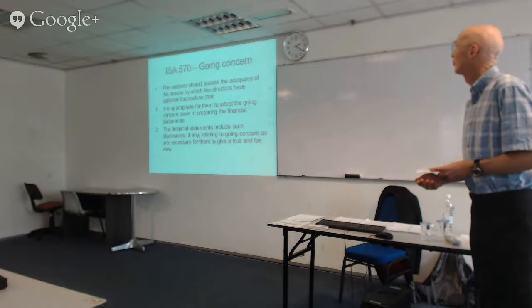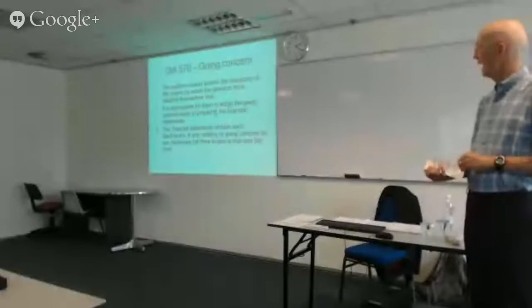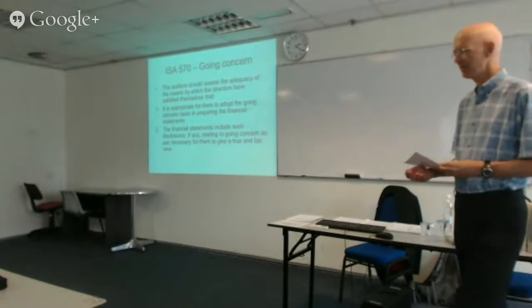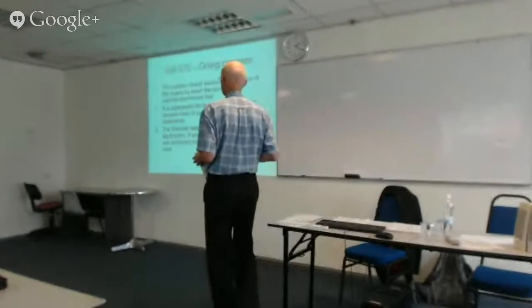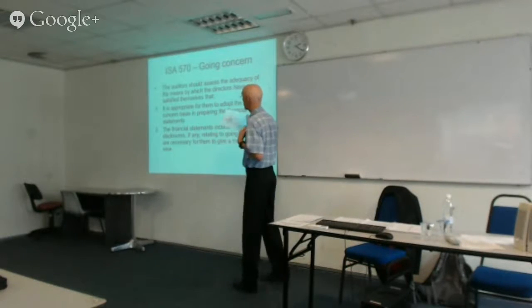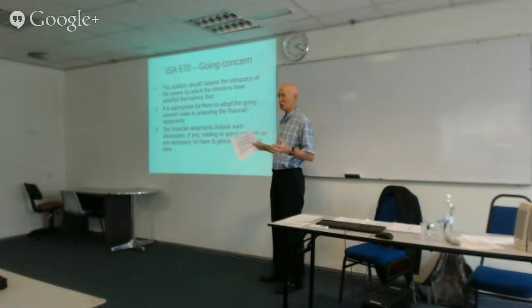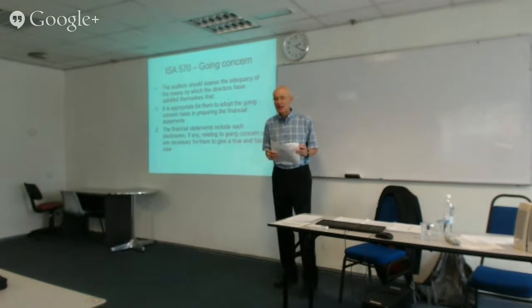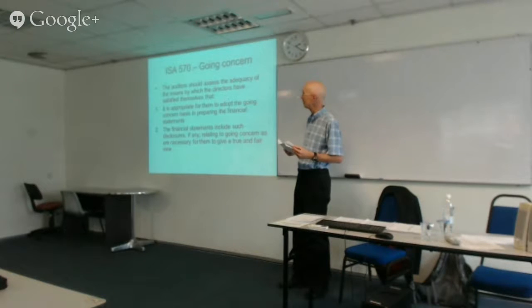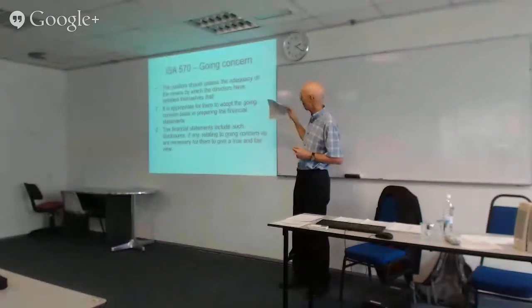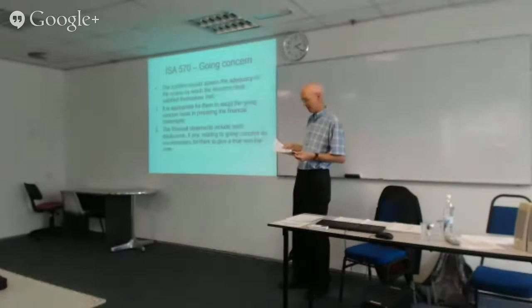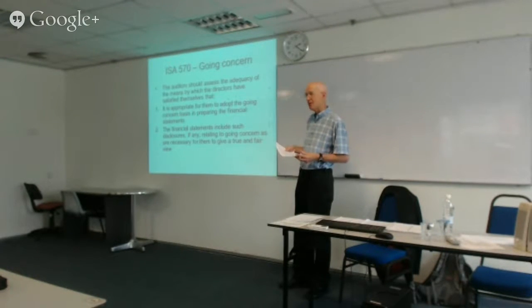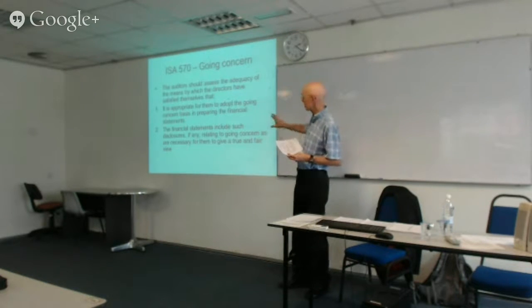ISA 570 tells it all, much posher. What it's really saying is that this is not really a question for us, it's a question for the directors. The directors need to assess whether there's any reason to think the company won't carry on trading. And then what we do is write down how the directors have done it. So we have a going concern basis in preparing the financial statements. If there is some doubt, then we need to disclose details about what those doubts are.